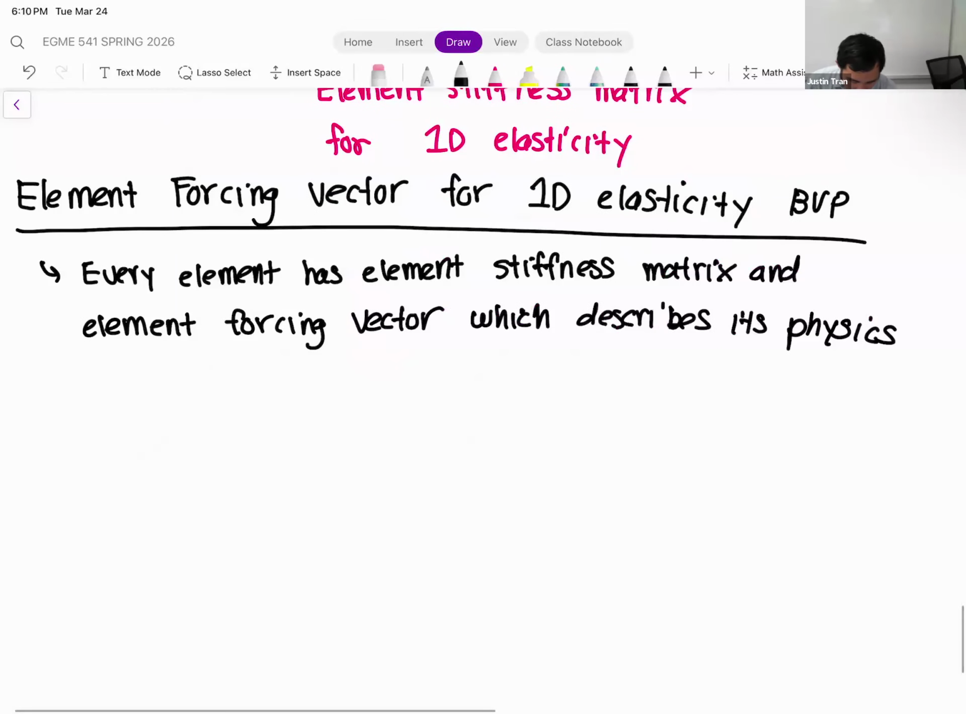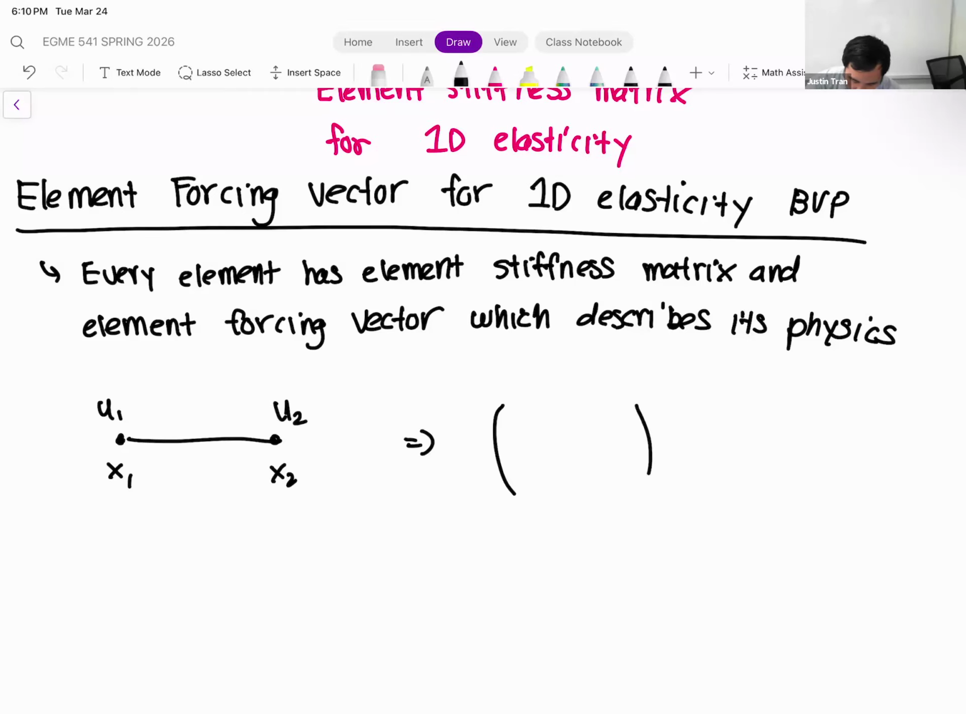So for every element, we essentially have the following. Let's say we have an element like this, x1, x2, u1, u2. We're always going to get a system that looks like this. We have an element stiffness matrix, which we usually call K, times u1, u2. And then we have our element forcing vector, f1, f2.